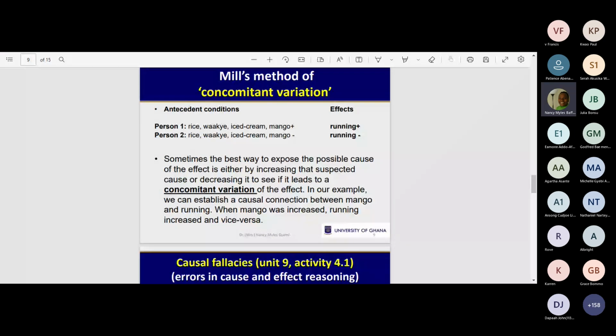So concomitant variation simply says vary the antecedent or the suspected cause either upwards or downwards and see the effect. So change the room you are in. Tell your roommate to dry his shoe, or you yourself dry your shoe outside, and let's see if the attacks. Maybe the asthmatic attacks won't come against the shoe.